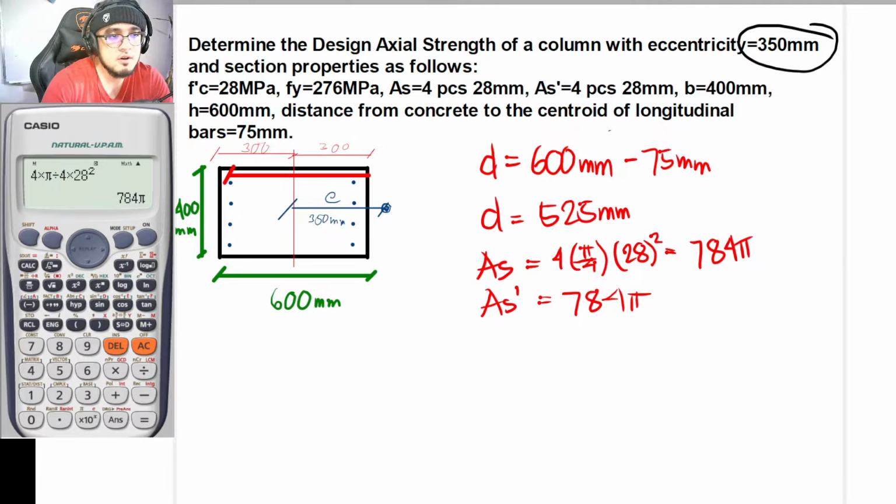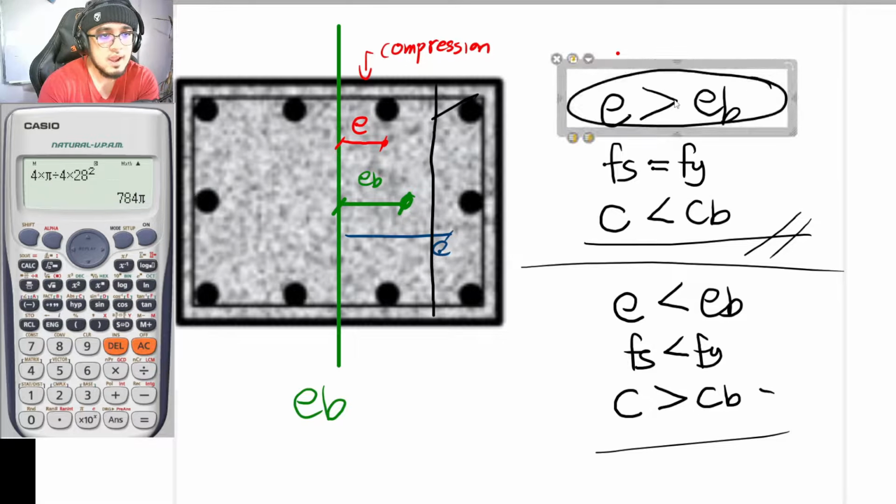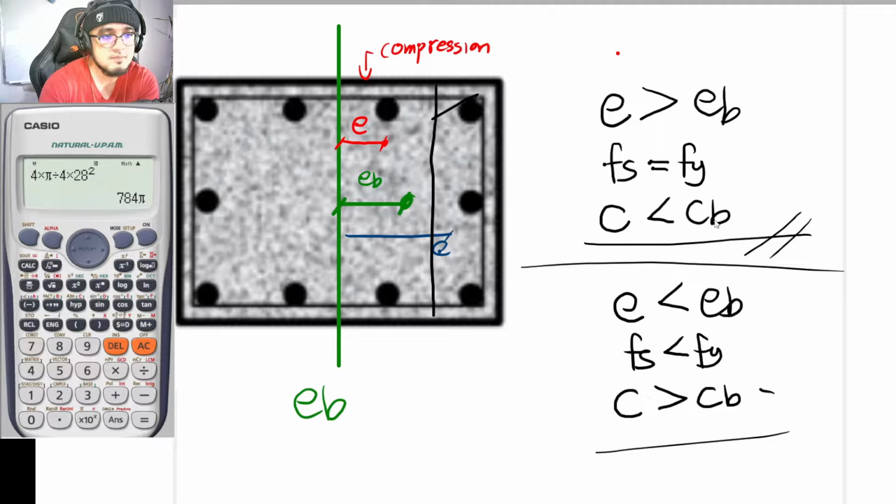Okay, so before assuming, let us check first our criteria for our assumptions. If you can remember from the previous video, if e is to be greater than e balanced, then c is to be less than c balanced.